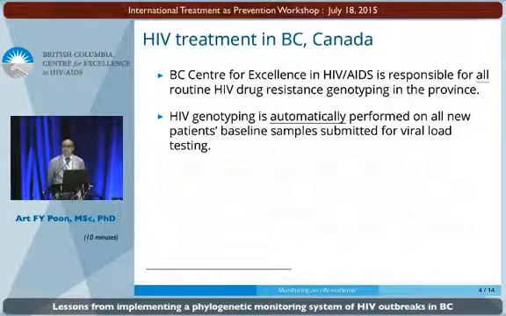The BC Centre for Excellence in HIV/AIDS is responsible for all routine HIV drug resistance genotyping in the province. We also do a fair amount of genotyping for Canada as well. Genotyping, under current treatment guidelines, is automatically performed on all new patients' baseline samples that are submitted for viral load testing at St. Paul's.